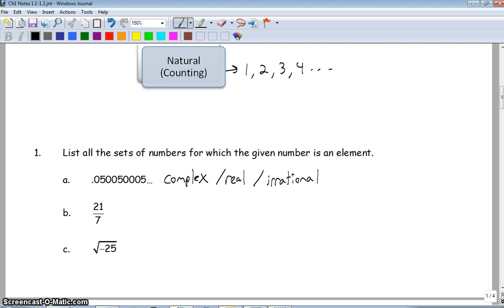B is tricky because you look at that and go, it's a fraction, so we're going to go all the way to rational and stop. However, before you do that, double check and see what it is. We have 21/7. That is 3. 3 is basically everything down that left branch of your table up above.